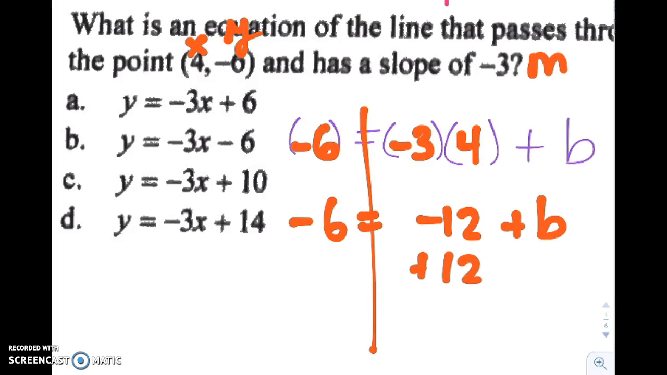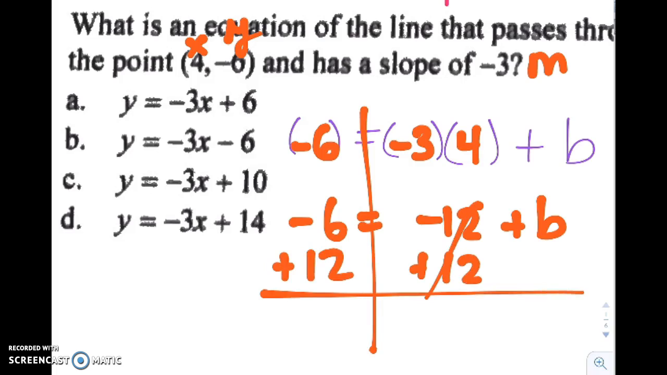We're going to add 12 to both sides. 12 minus 6, or -6 plus 12, is +6. Our y-intercept is 6. The only one that has a y-intercept of +6 is choice A.